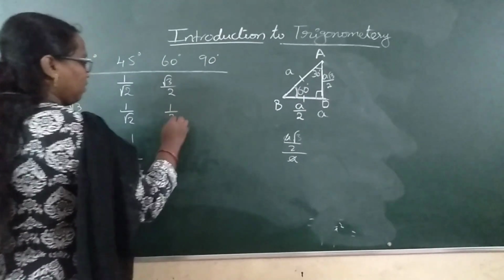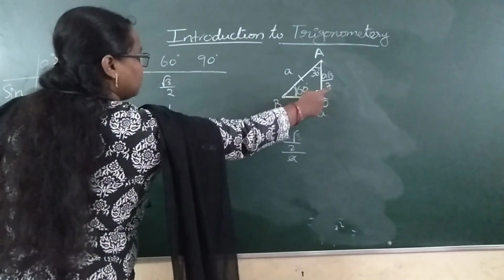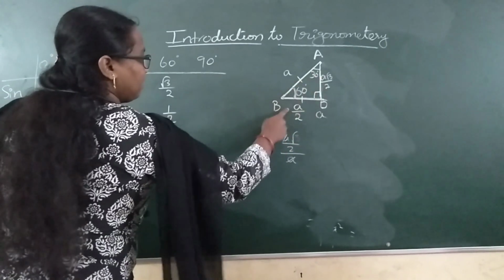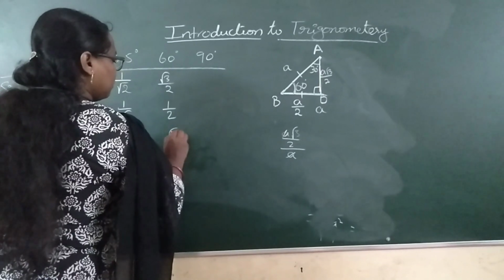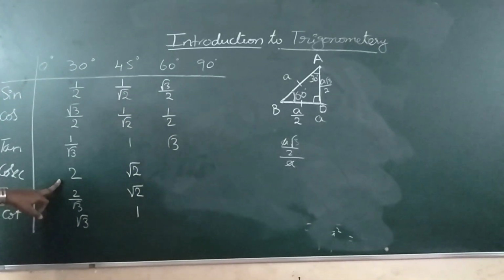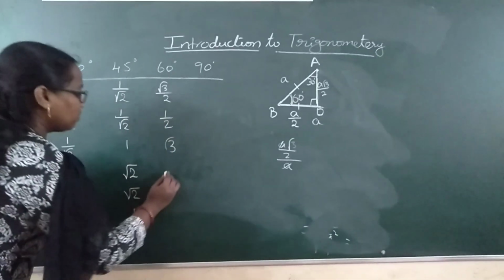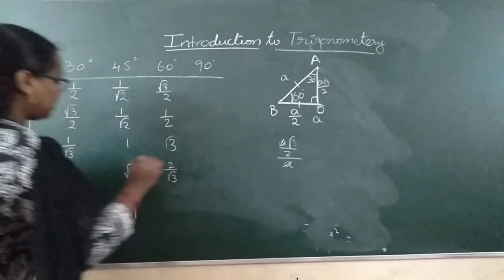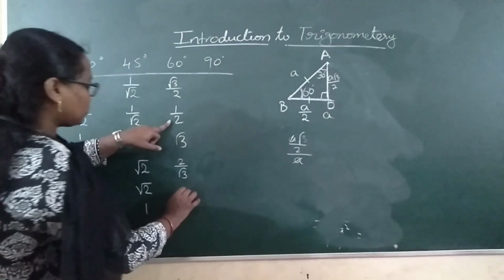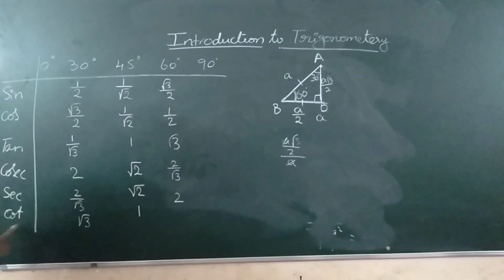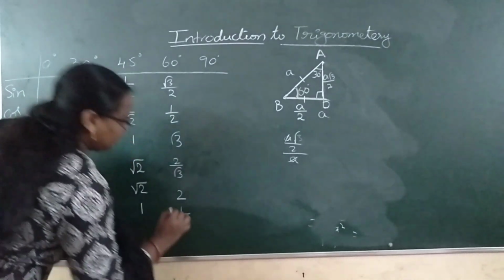And tan will come. See, opposite by adjacent. A will get cancelled. 2 will get cancelled. Numerator root 3 will be left over. Root 3 by 2 reciprocal is 2 by root 3. That is cosecant. Secant will take cos reciprocal, that is 2. Cot will take tan reciprocal, root 3 reciprocal will become 1 by root 3. Done. Am I done? Okay.